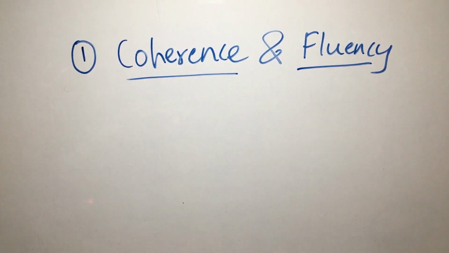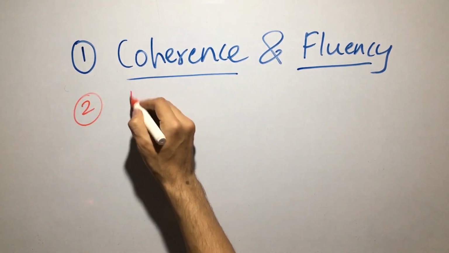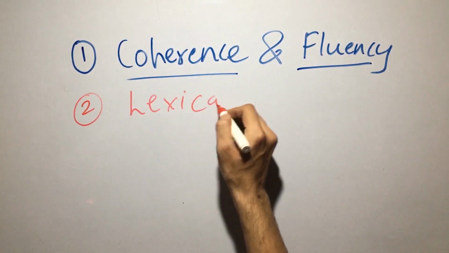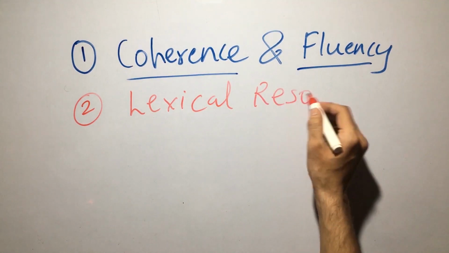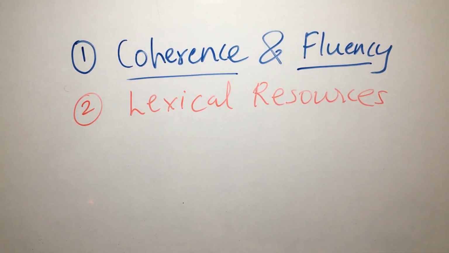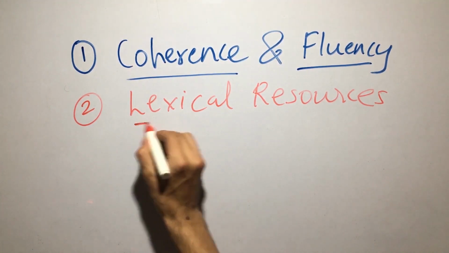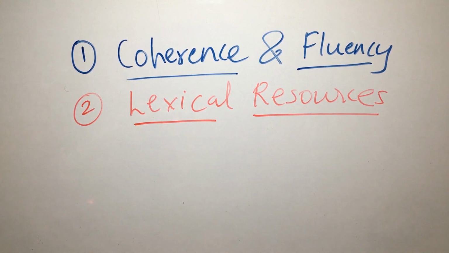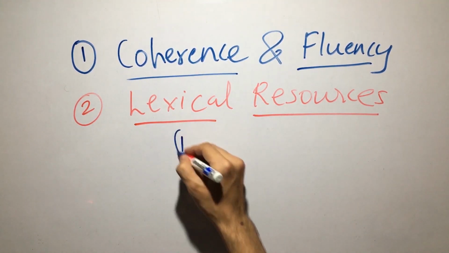The next one is Lexical Resource. Let's see the next one. Lexical Resource. Now, lexical resource itself consists of 3 different things. I'll take care of them here just now. Wait a second. Lexical resource has 3 things in it.